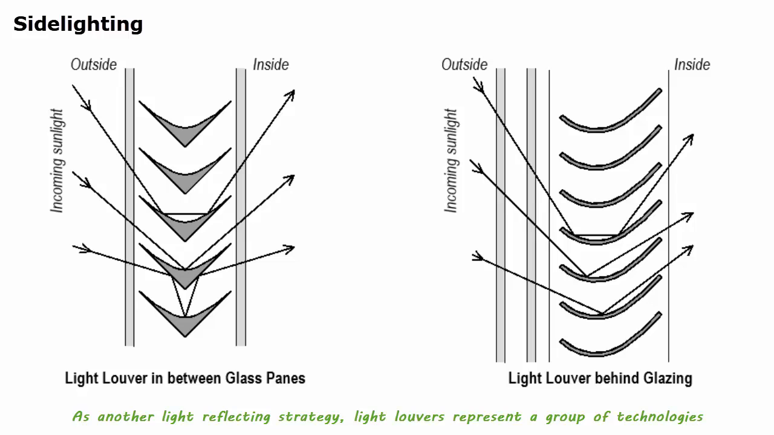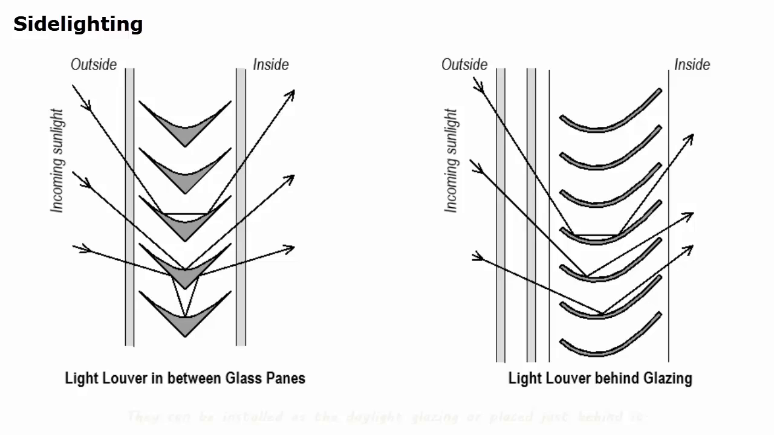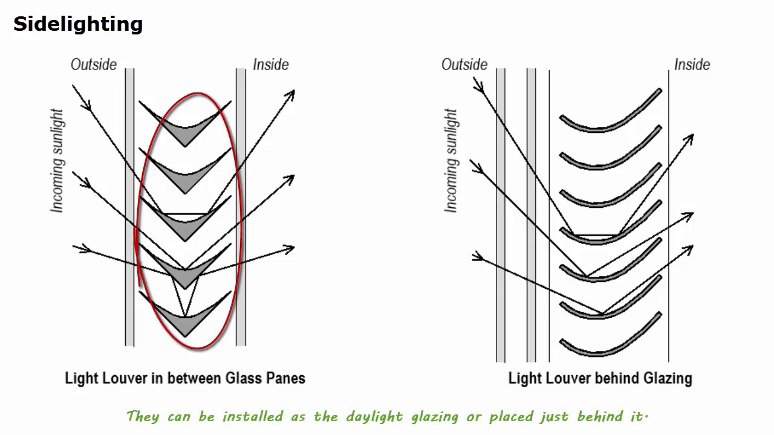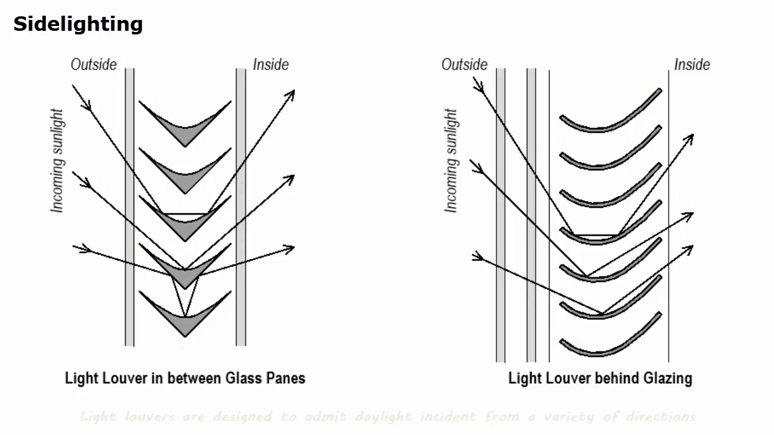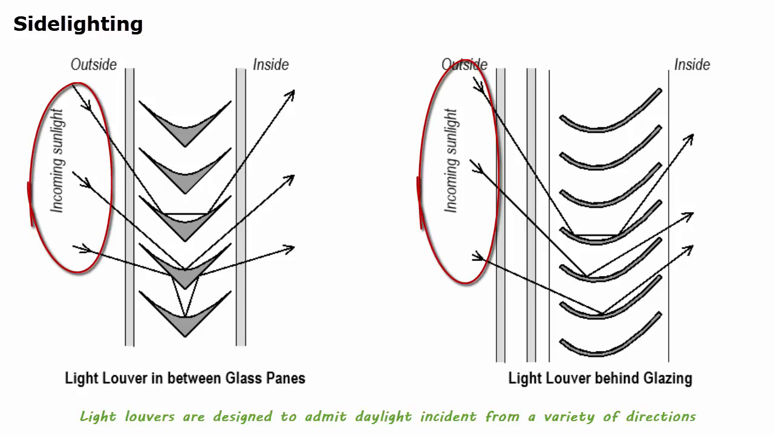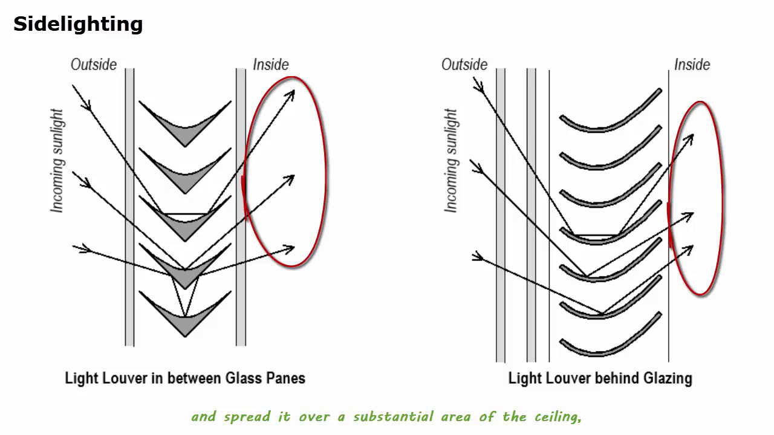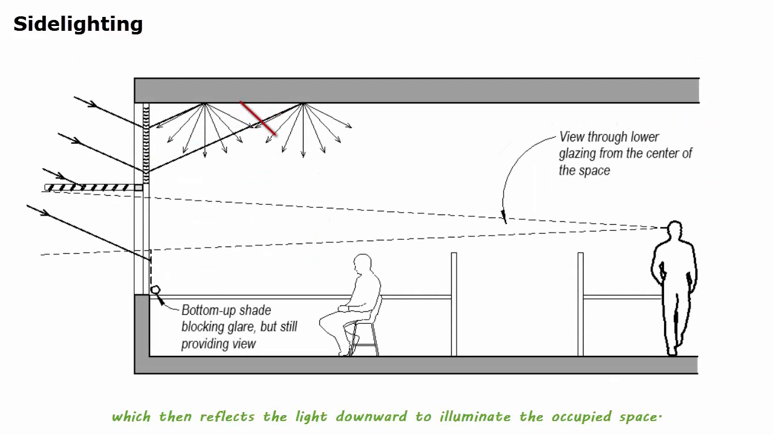As another light reflecting strategy, light louvers represent a group of technologies that involve many light reflecting elements arrayed vertically, like blinds. They can be installed as a daylight glazing or placed just behind it. Light louvers are designed to emit daylight incident from a variety of directions and spread it over a substantial area of the ceiling, which then reflects the light downward to illuminate the occupied space. The advantage of the louver systems over a light shelf is that they eliminate the large light shelf surface.